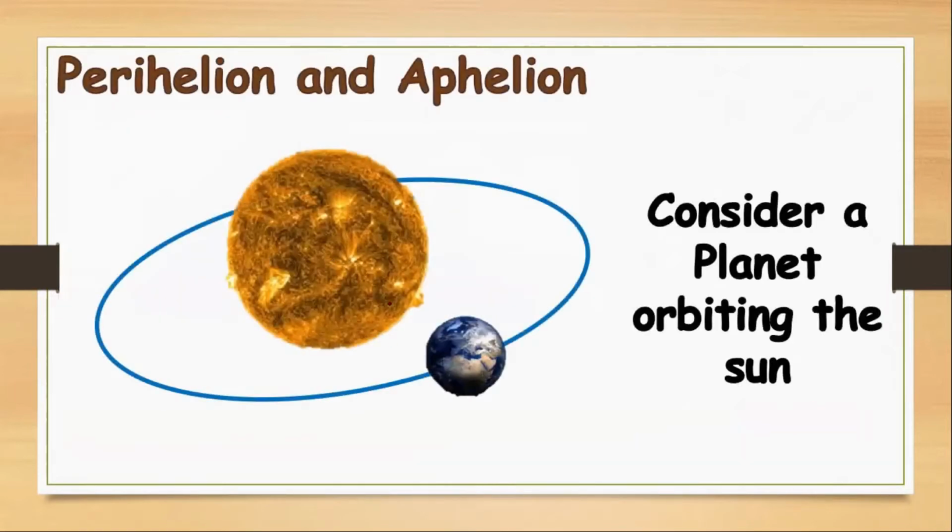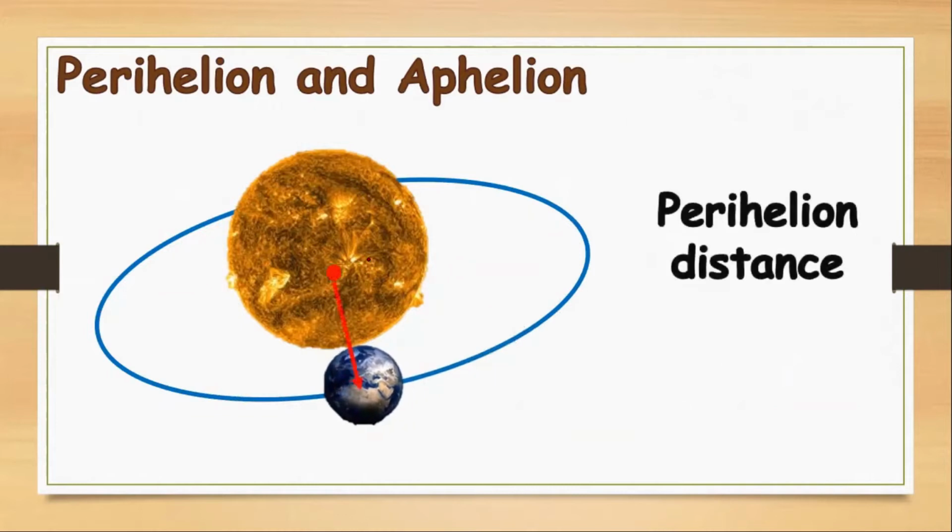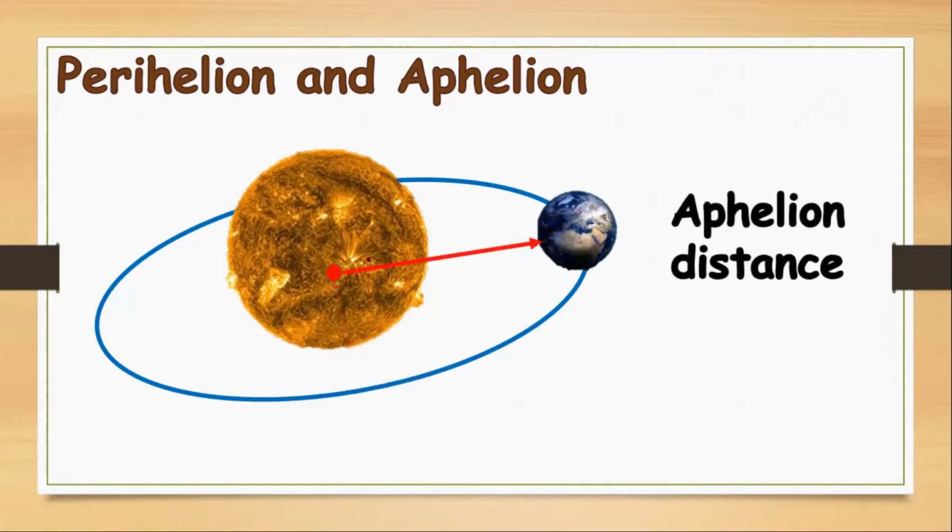And so, we also have this concept about the perihelion and the aphelion. Consider a planet orbiting the sun. As you can see, it orbits the sun in what direction? And so, we have here the perihelion, which is the minimum distance from the sun, and also the aphelion, which is the maximum distance from the sun.